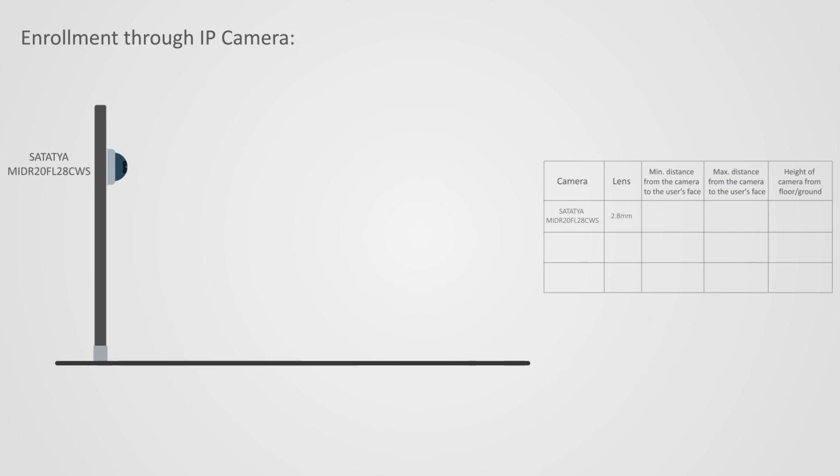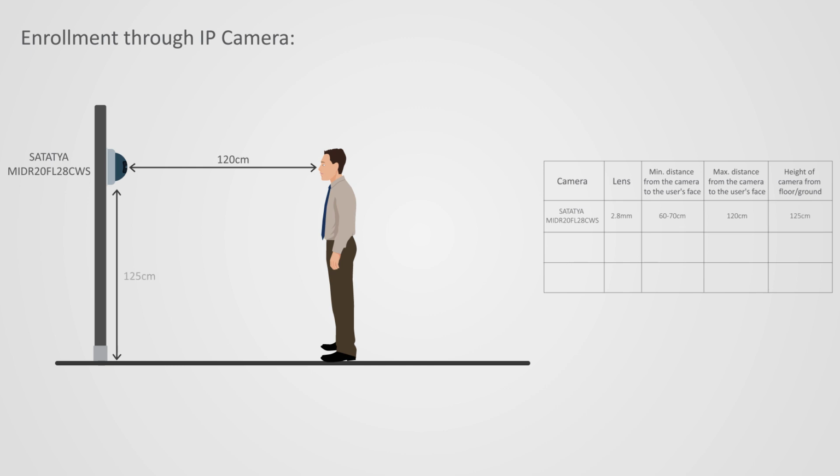Lens, 2.8 mm. Minimum distance from the camera to the user's face, 60 to 70 cm. Maximum distance from the camera to the user's face, 120 cm. Height of camera from floor or ground, 125 cm.